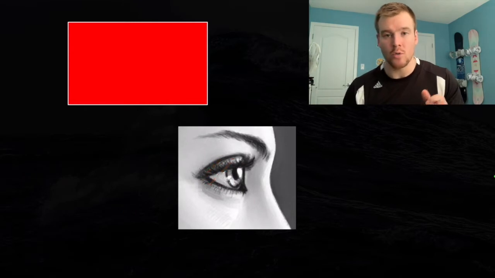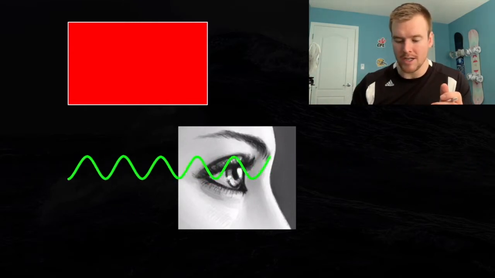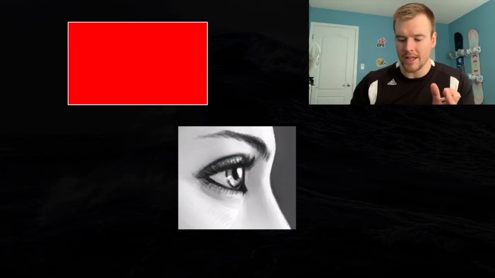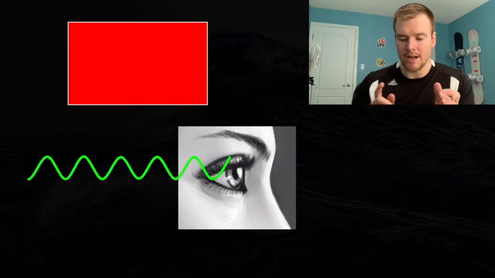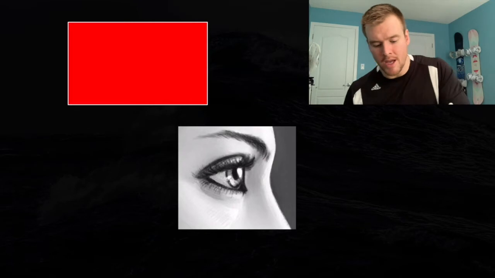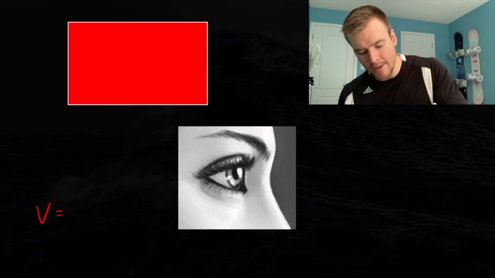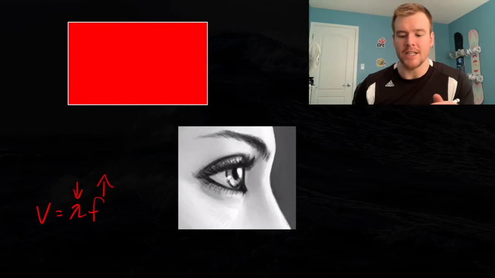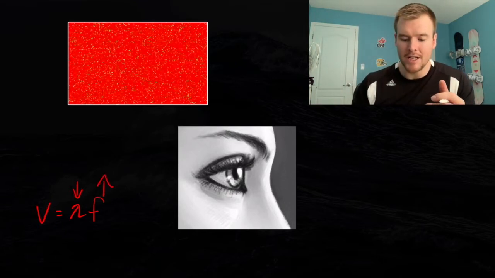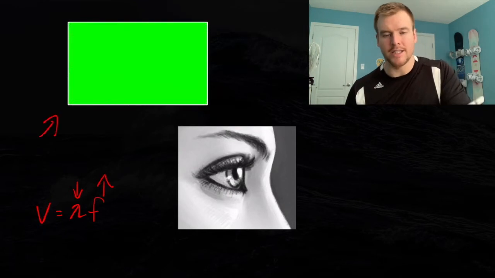Now, if we went to a shorter wave like this, see this green one is a lot closer together. I'll play that again. It's got a smaller wavelength, so when it's hitting the eye, the peaks are hitting the eye a lot more frequently. So again, the velocity is staying the same, the wavelength is decreased, and so the frequency has increased. And our eye interprets that to look like green, like we can see here.